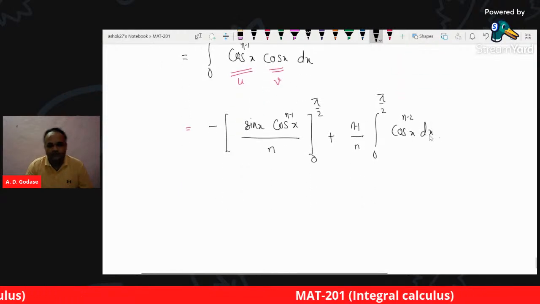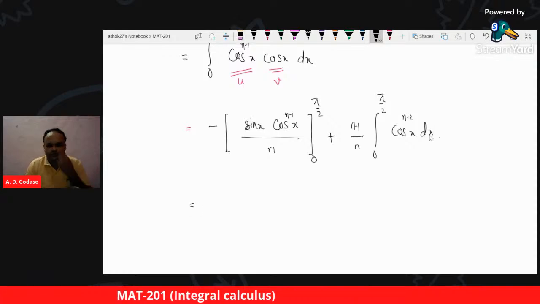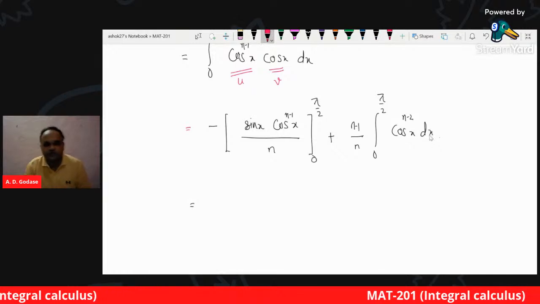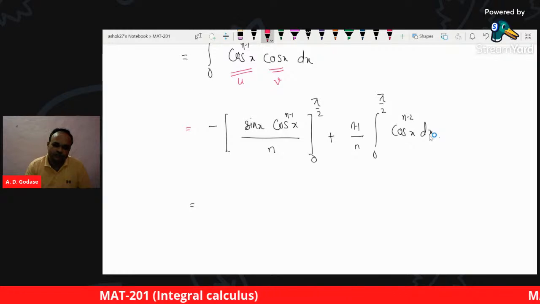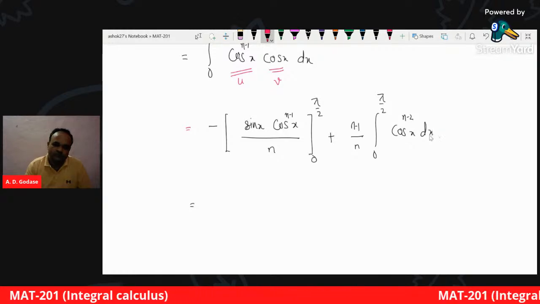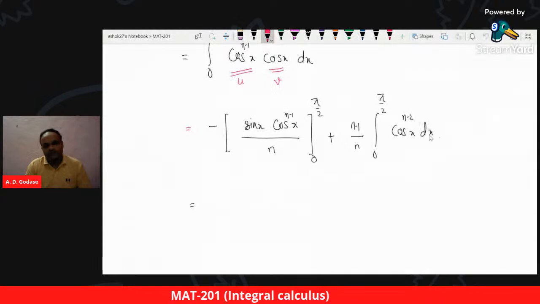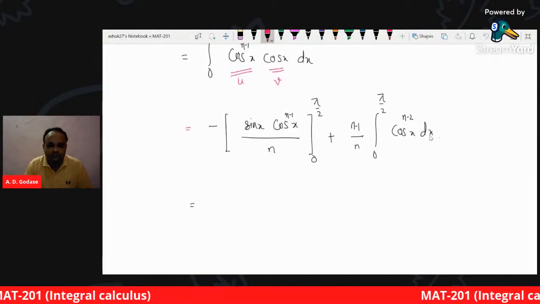So what will be the first term? Let us see. If you put x equal to pi by 2, then cos pi by 2 is 0, so this term will be 0. And if you put x equal to 0, the lower limit, the first term will also be 0. So as a result, this first term in total will be 0.